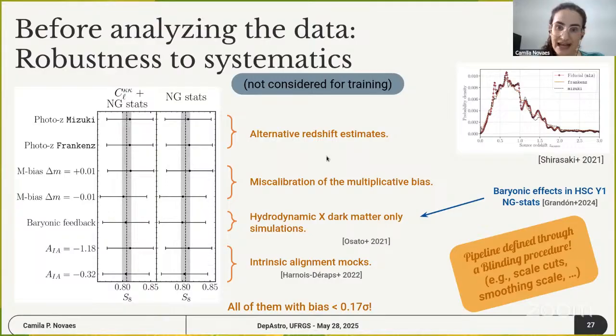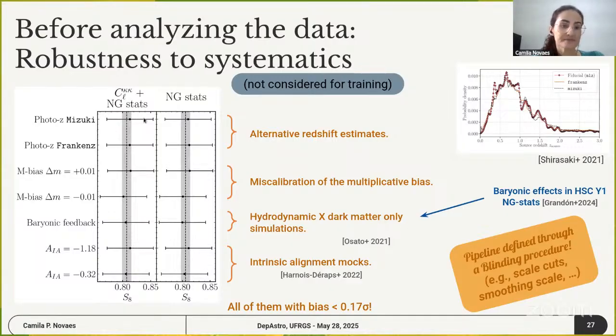So to test that, we produce simulations following another redshift distribution and then apply the trained method to infer the cosmological parameters. And we do the same thing for three other possible systematics, like a miscalibration in the bias that I showed you before, the bias on the equation of state. And also we consider what happens with baryonic feedback and also intrinsic alignments. So we test all of these and we decide which is the exact pipeline that we are going to use based on that.